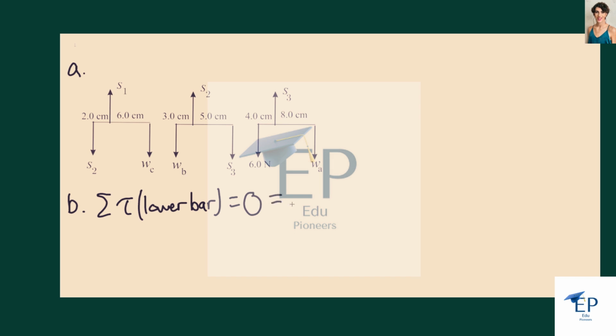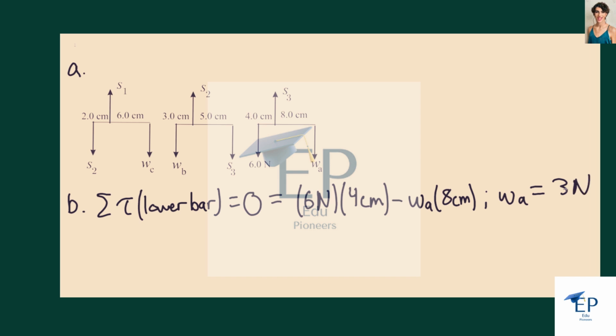And then this is going to be equal to 6 newtons times 4 centimeters minus W sub A, the weight sub A, times 8 centimeters. And so we find that W sub A is going to be equal to 6 times 4, 24, divided by 8, 3 newtons. So that's how we would find the weight sub A.